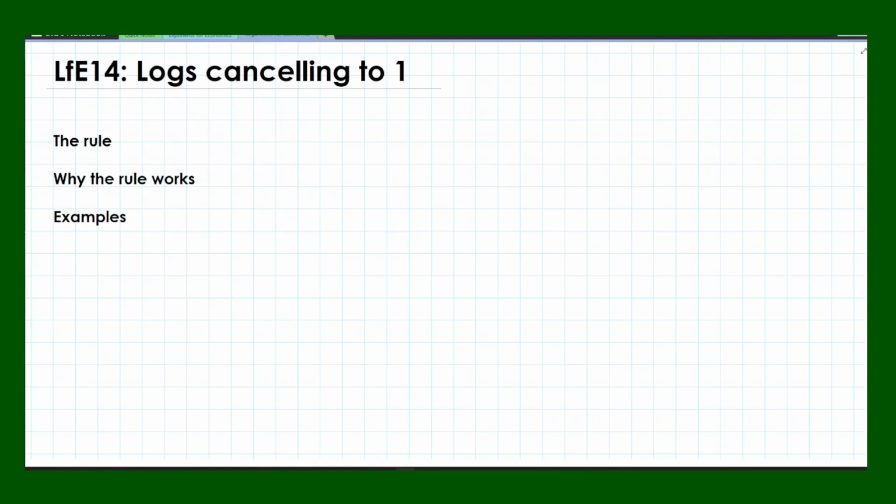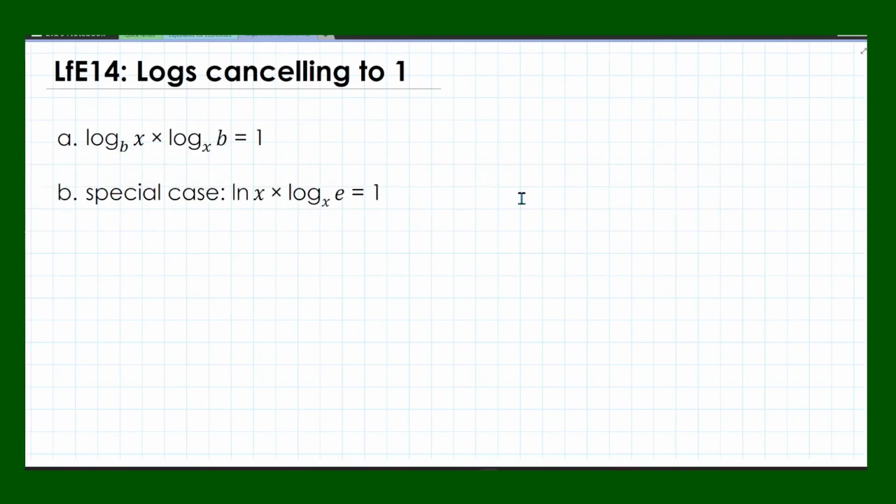This is video 14 in the Logs for Economics series, and in this video, we're going to explore when logs cancel down to 1. As always, I'm going to show you the rule, then we'll discuss why the rule works and also prove it formally, and towards the end of the video, we're going to look at plenty of examples. Let us get going.